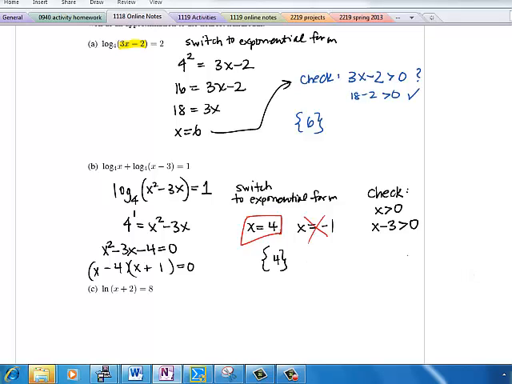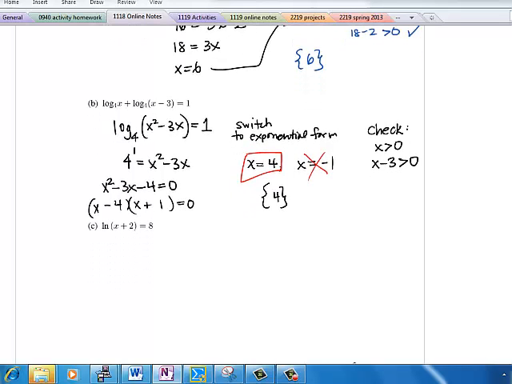So you can see how this can happen. So we do the correct process, but one of the solutions that comes out of that doesn't actually solve the equation that was there originally. And that's called an extraneous solution.